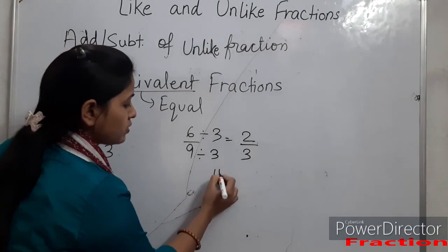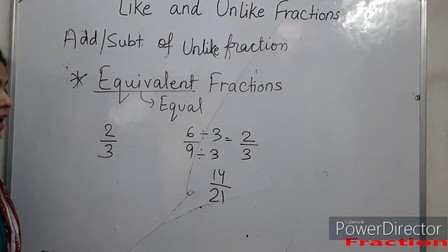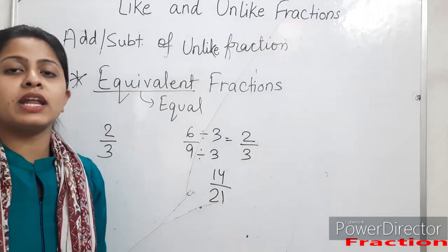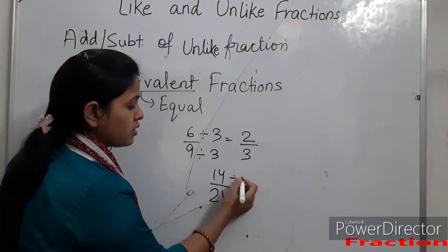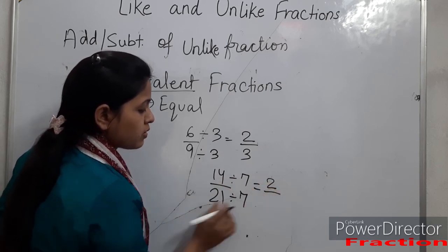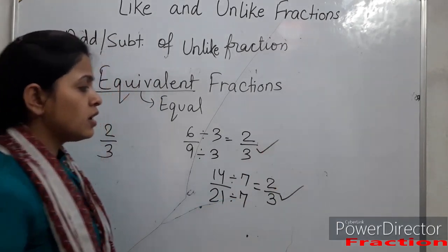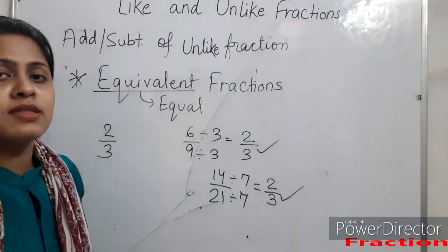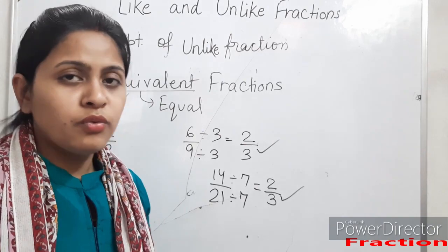Likewise, 14/21. Can we say that 14/21, 6/9 and 2/3 are all equivalent fractions? Let's see. If we divide by 7, 14 divided by 7 is 2, and 21 divided by 7 is 3. Again, it gives the result 2/3. So in all the cases, when we convert to the simplest form, the result is the same. That is why we can say that the given fractions are equivalent fractions.